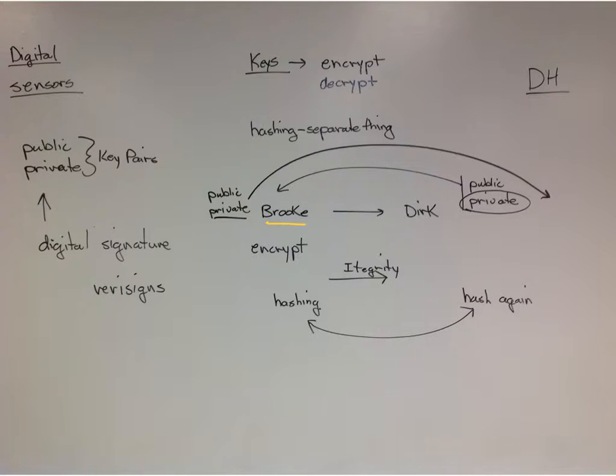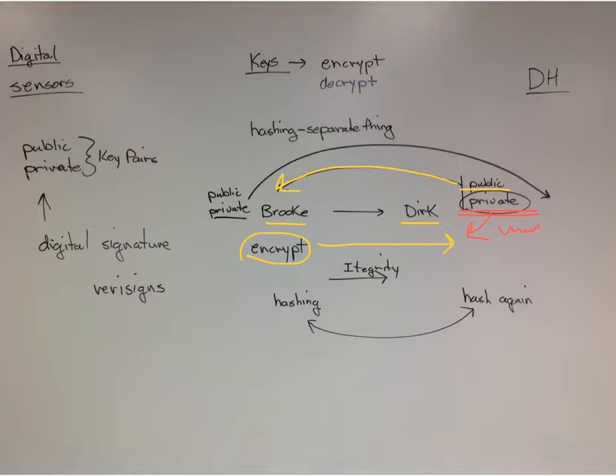If Brooke was going to send a message to Dirk, okay, here's what we could do. I could send her my public key. She could encrypt it with that public key, send the message to me, and then I can decrypt it with the private key. So the message is confidential, because nobody can read it and nobody can decrypt it except for me with the private key. So that's the first step.